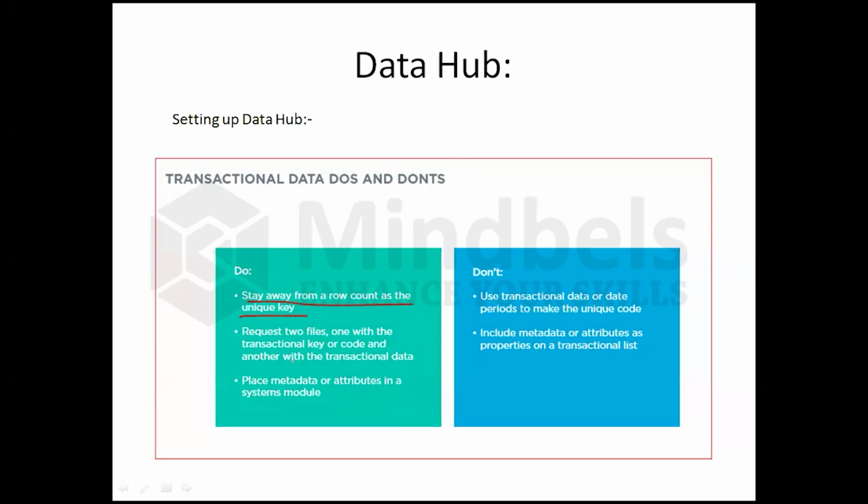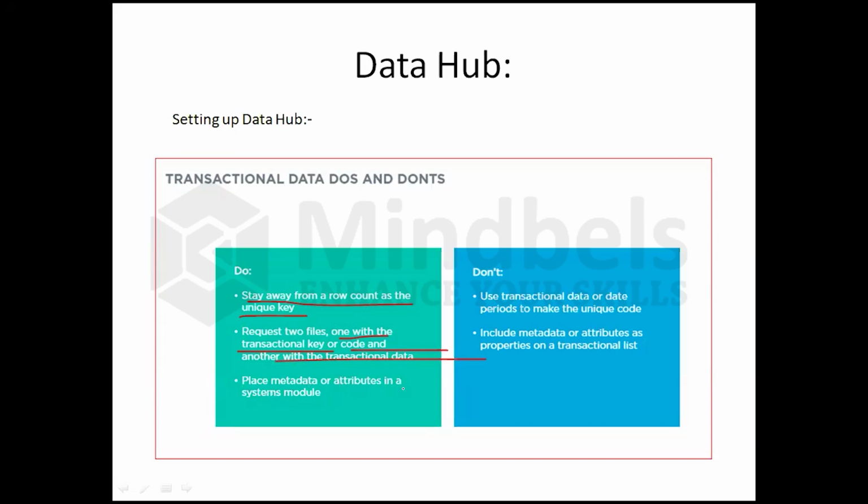So whatever concatenation they are saying, right? They are saying you should request two files. One will be only for your list, the transactional key. Key means your list. And the other will have all the data. You should not have one single file where you pull the code and the data together. You should have two files, they are saying.